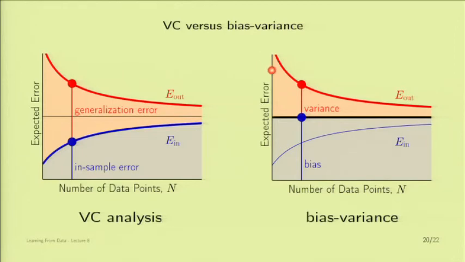So they capture the same principle of generalizing, or the uncertainty about which hypothesis to pick, or how much I lose from going in sample to out of sample. So they have the same behavior. And the only difference here is that the bias obviously is constant with respect to n. The bias depends on the hypothesis set.